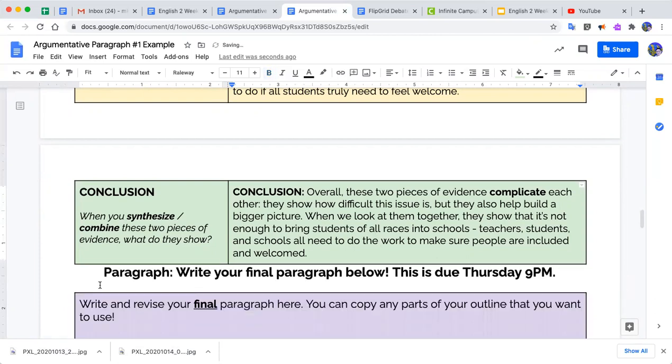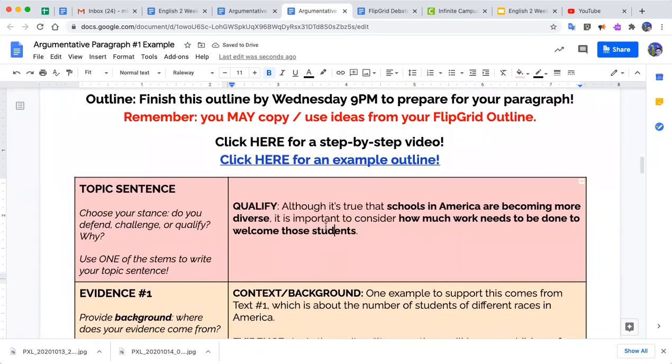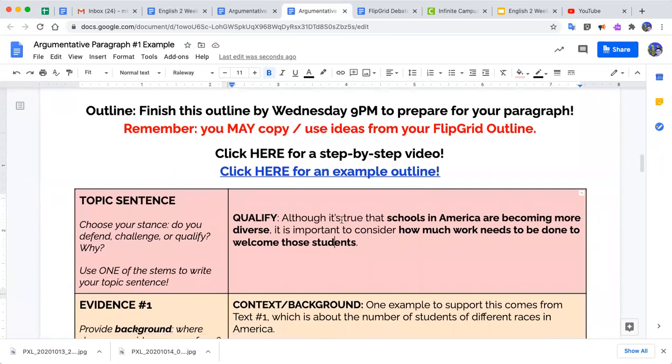And there you have it. That is my entire paragraph. I just did the entire outline. So I hope that watching this was helpful, and I hope that you have a better idea of how to approach it now.